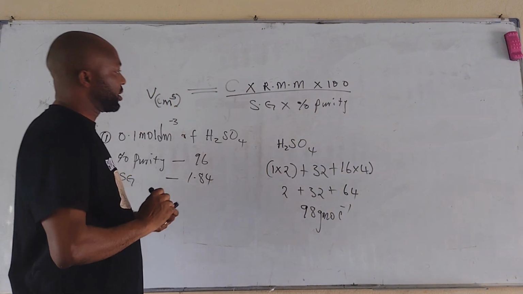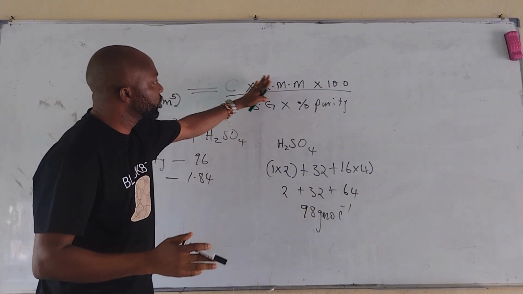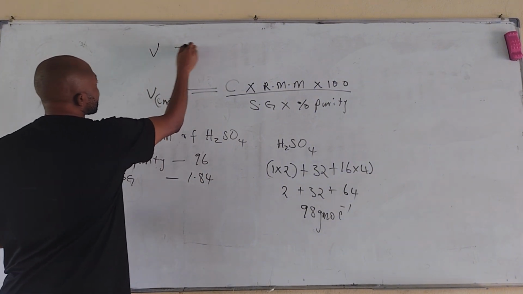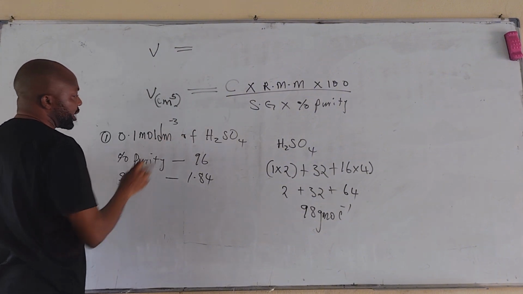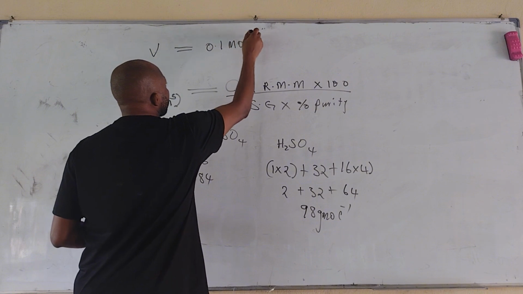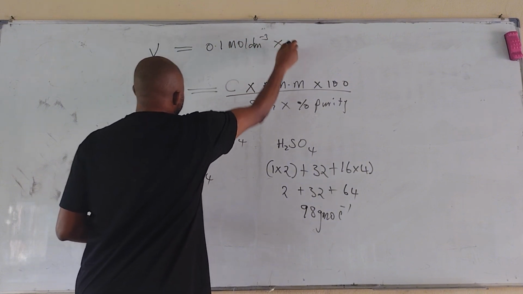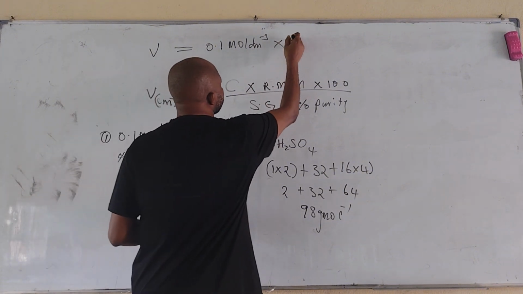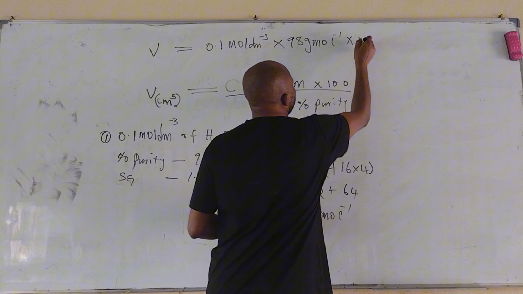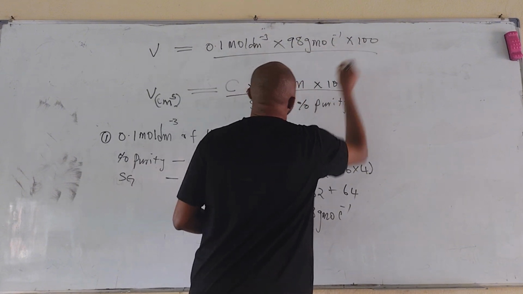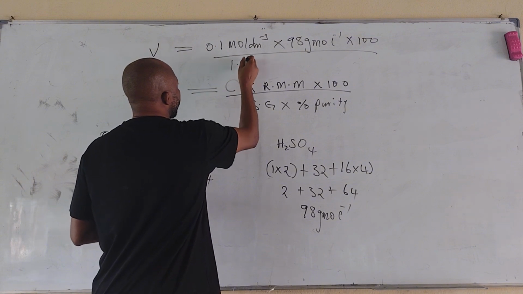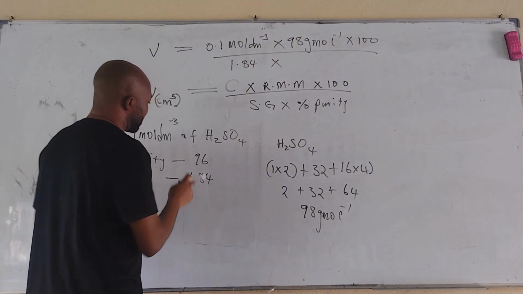So I can substitute these variables into this formula and get what I want. The volume concentration is equal to the concentration given, 0.1 mole per dm³, times the relative molecular mass, 98 g/mole, times 100, all over the specific gravity, 1.84, times the percentage purity, 96.